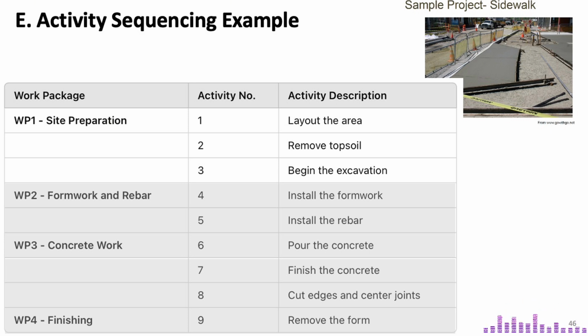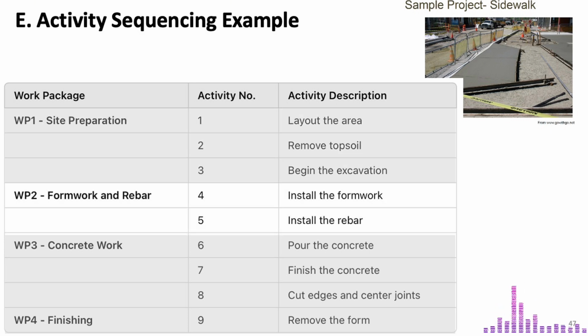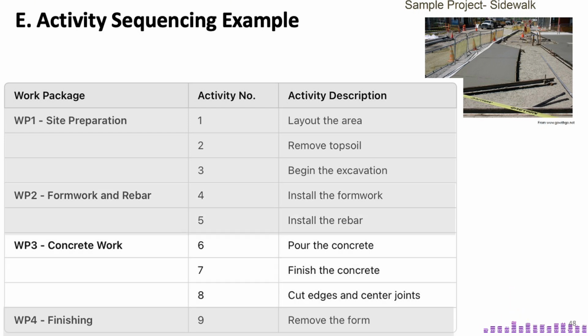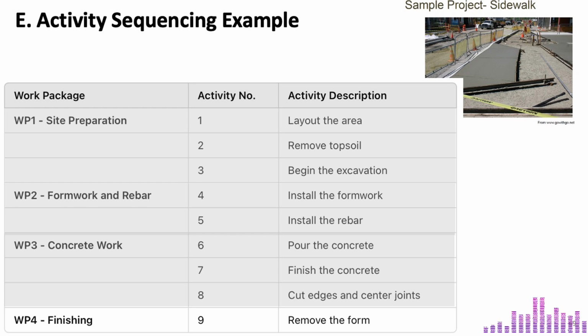The second package, which focuses on formwork and rebar, consists of 2 activities: installing the formwork and installing the rebar. The third work package is concrete work, which involves 3 activities: pouring the concrete, finishing the concrete, and cutting edges and center joints. The final work package is finishing, and it includes just 1 activity: removing the form. In total, there are 9 tasks. Now let's figure out the possible sequence of these activities.